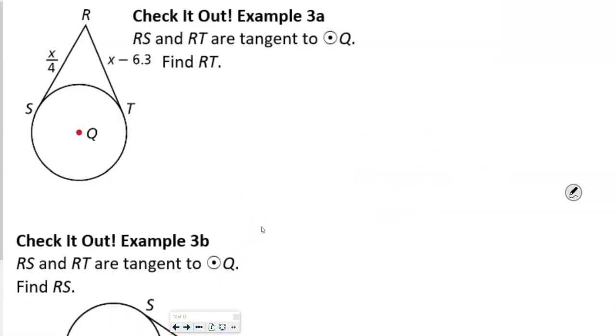Okay, so this next one, it says check it out. So RS and RT are tangents. So go ahead and do this problem, pause the video, and then come back to me when you're done. Okay, on this one again, we know that RS is congruent to RT. So RS equals RT. So we're going to say x over 4 is equal to x minus 6.3.